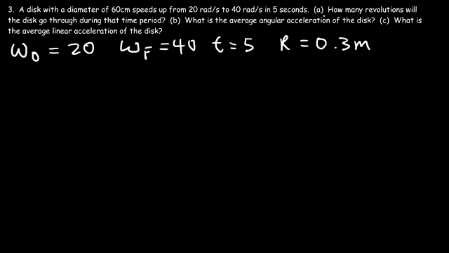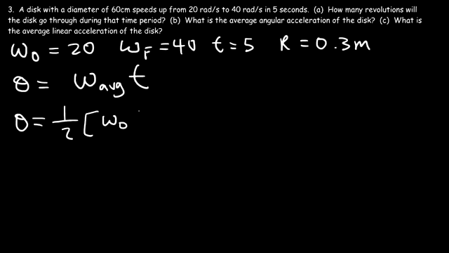So when you're asked to find the revolutions, you need to find theta first, which is going to be in radians, and then convert it to revolutions. So what equation should we use in order to calculate theta? I'm going to use this one. It's the average angular speed multiplied by the time. And the average angular speed is basically the sum of the initial and the final angular speed divided by 2. So it's 1/2 omega initial plus omega final times t.